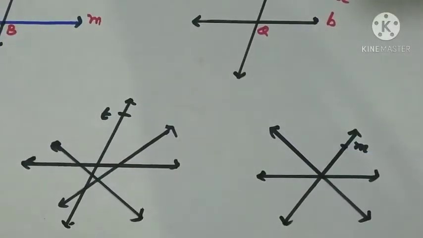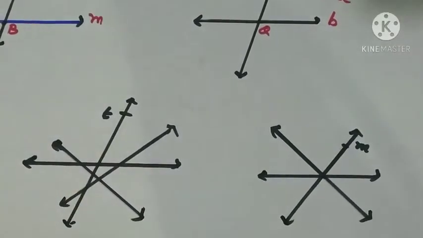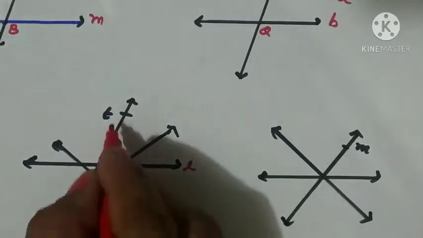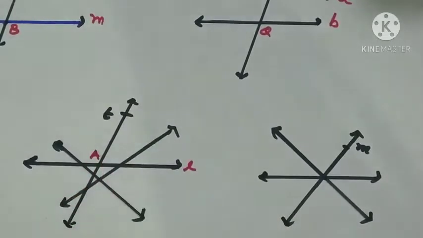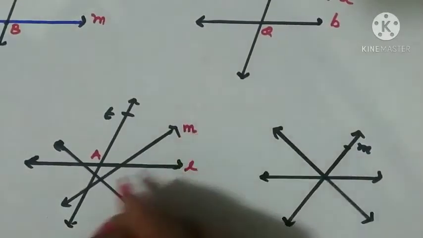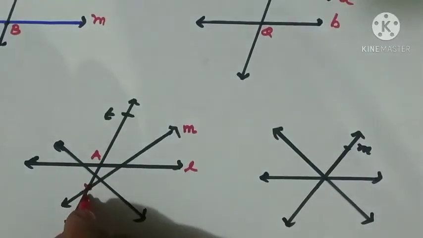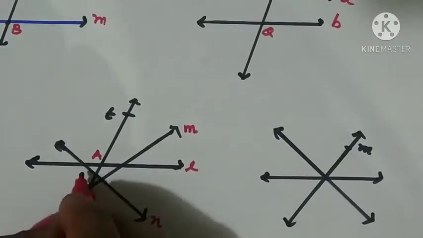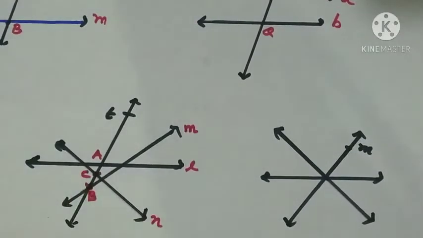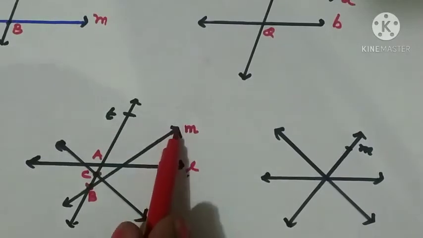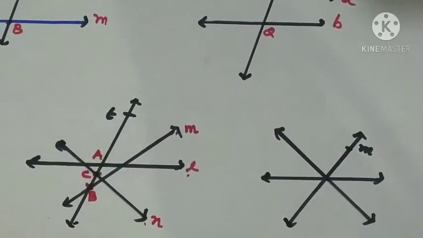Let me take these two cases also. What about T in this case? See, this is the first line L. It is intersected at the point A only, right? Next I am taking this line M. Here it is intersecting, so I am marking this as B. Now I am taking this as N. Here it is intersected by T. So A, B, C are the points intersected on L, M and N respectively. So T is a transversal.